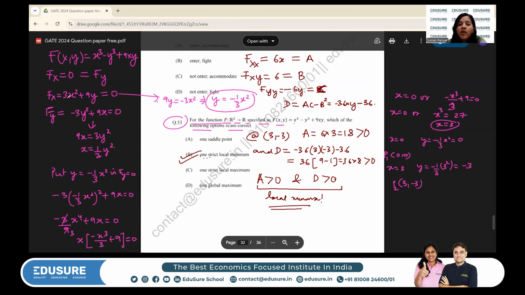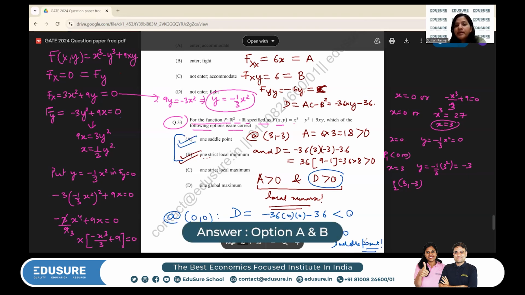Okay. Now let us see what happens at the point (0, 0). At the point (0, 0), you just look at D. Your D is going to be minus 36 times 0 times 0 minus 36, which is going to be negative. So if this D comes out to be negative, we have a saddle point. Okay, so option number A and option number B are the correct options.